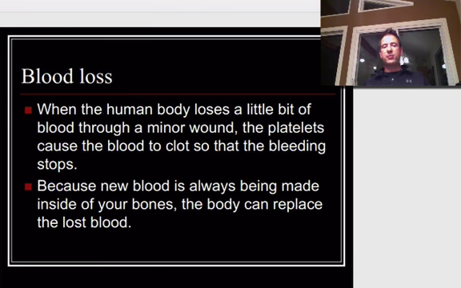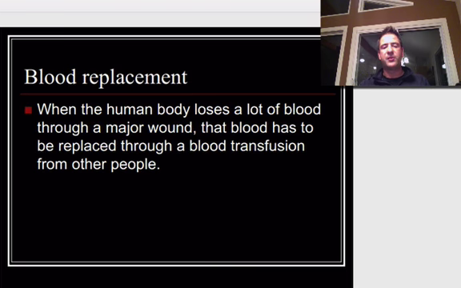Now, what happens if we have blood loss? When a human body loses a little bit of blood through a minor wound, the platelets cause the blood to clot, so that the bleeding stops. Because new blood is always being made inside your bones, the body can replace the blood that's lost. So I lose some blood, I cut my hand, ouch, it's bleeding. Platelets are going to clot it, okay? But I've lost blood. Where does it come back? Well, we're constantly making new blood, so it's going to show up eventually.